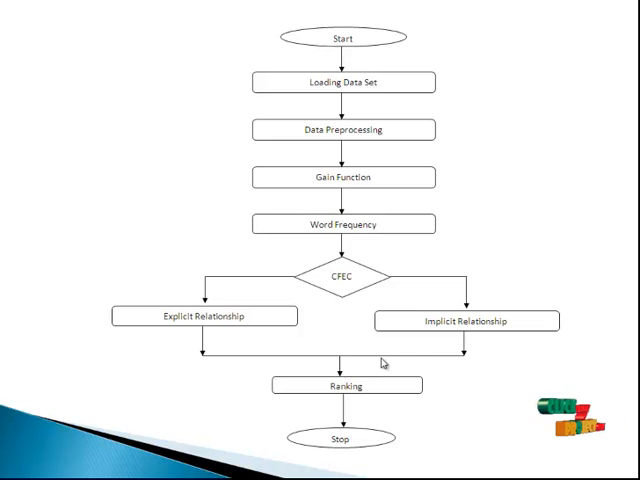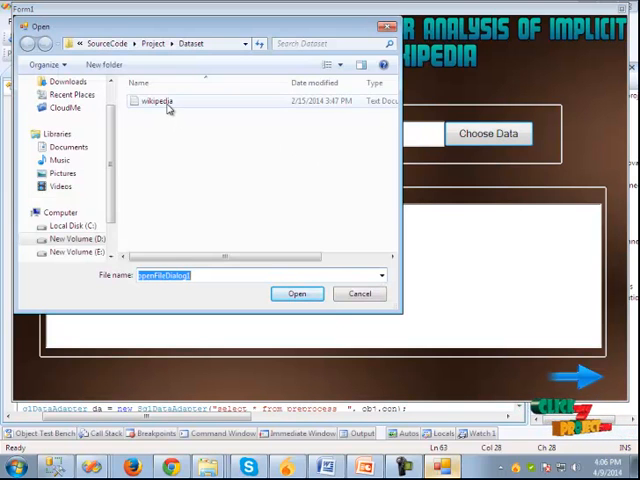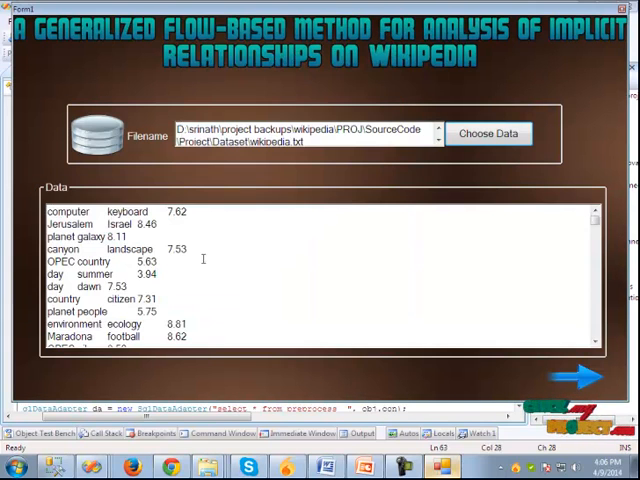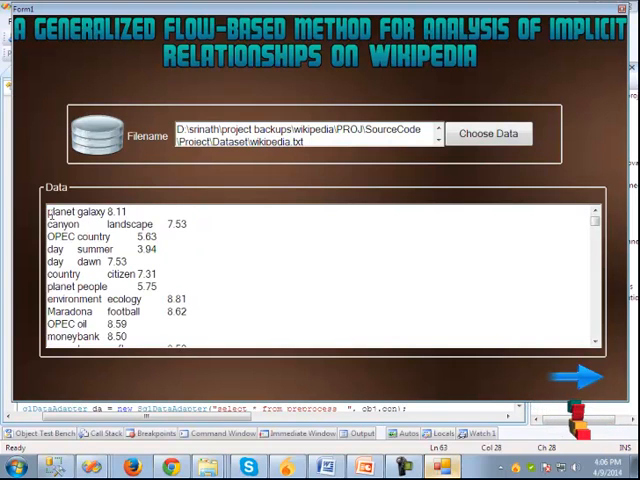Let us see the demo of the project. Dataset loading form. Here first we should choose the data. So here we use the Wikipedia dataset which is in text format. We just open it and the content of the dataset is shown here. So here the relationship between the two objects is defined as a probability value. Then we press next.